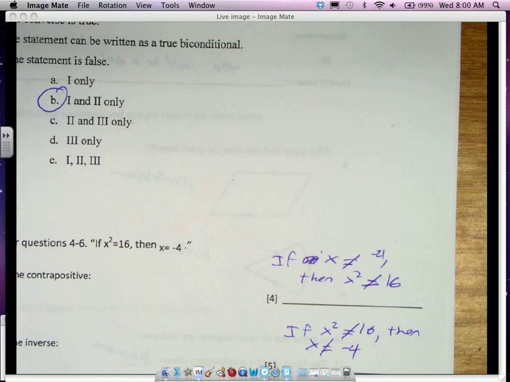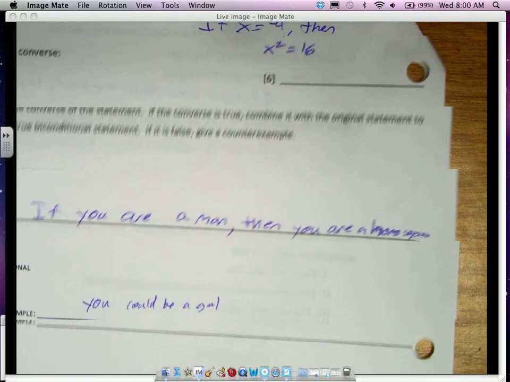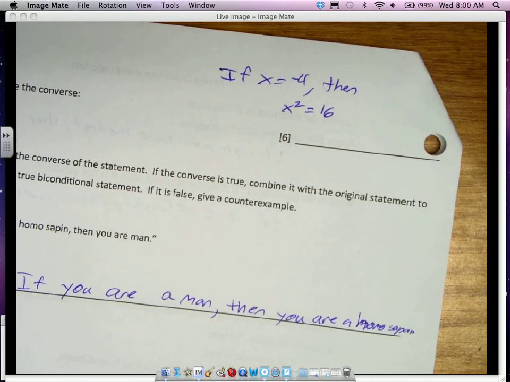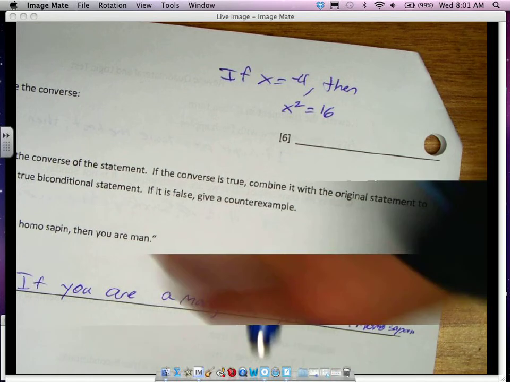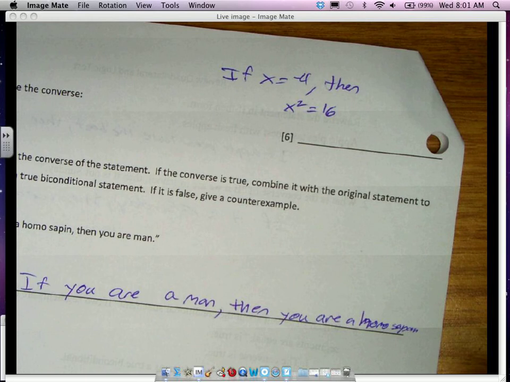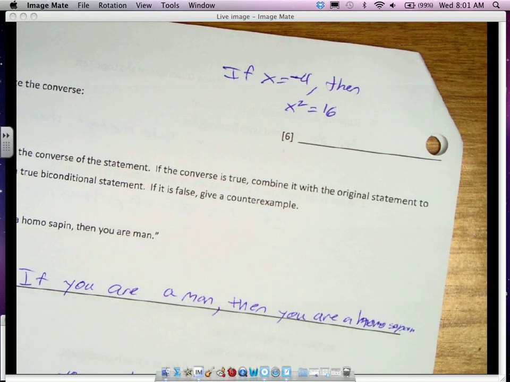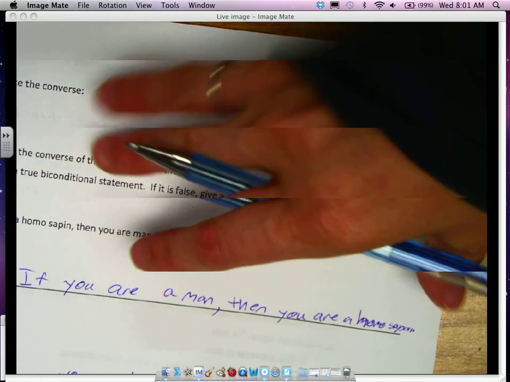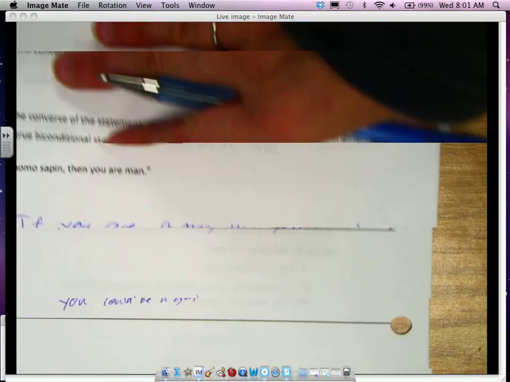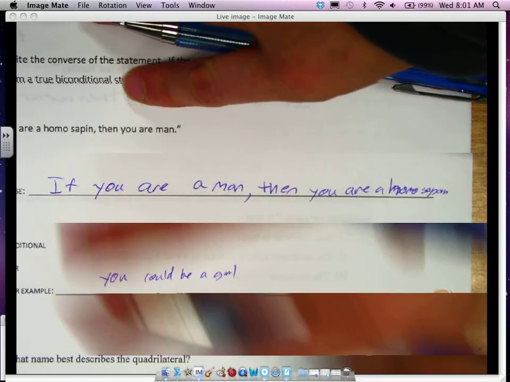All right, we're going to move on to 6. The converse: if x equals 4, then x squared equals 16. If x equals -4, then x squared equals 16. Thank you. Number 7: if you are a man, then you are Homo sapien.